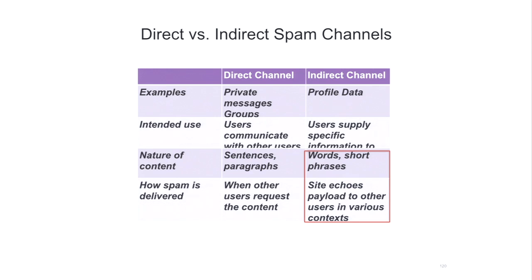There are sort of two types of spam that I've classified here in this slide. One, what I call direct spam. Direct spam is private messages, groups, places on a site where users are directly communicating with other users, sending messages and posting messages to groups, as opposed to indirect channels, of which profile data is the typical example. So names, school, company, places where you fill out your profile, but this information gets echoed to other users in specific places, not usually because they asked for it, but because the site displays it because it wants to show the name of the user or their company or so on. The typical case in the indirect spam channels is words and short phrases. They're not paragraphs and sentences.